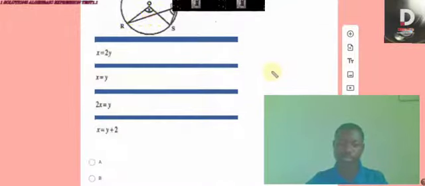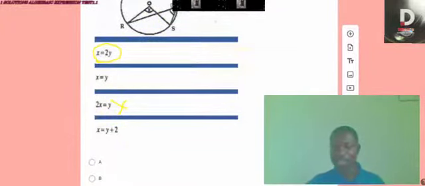So let's see the one the examiner chose to write. Let's see which one did the examiner choose to write. So the examiner decided to write y is twice of x. Have you seen what he has written here? That's impossible. Because the center one is bigger. So it cannot be that; twice of that cannot give you y.